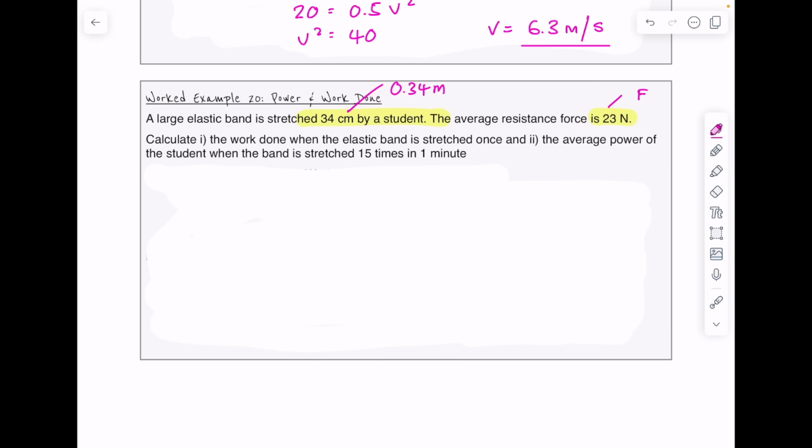Calculate the work done when the elastic band is stretched once and the average power of the student when the band is stretched 15 times in 1 minute. So let's do part 1. Work done equals force times distance. We're told that the force is 23 newtons. I've already converted my distance into meters. So the work done is 7.8 joules.